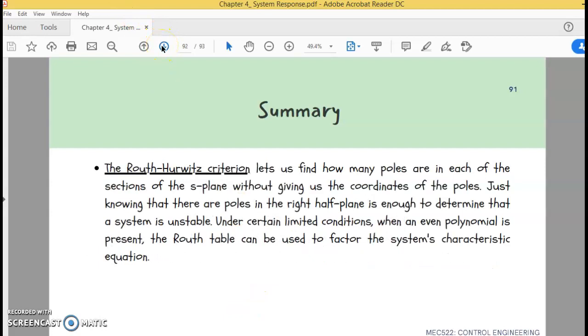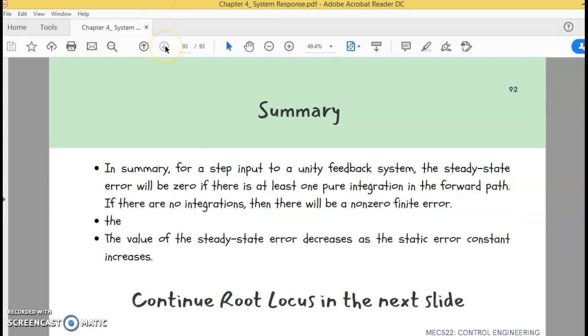Okay, and then the root locus, okay, without the calculation, you can find the number of poles in the right half plane. Okay, and then you can determine the system is stable or unstable. Okay, in summary, for a step input to a unit feedback system, the steady state error will be 0 if there is at least one pure integration in the forward path. Okay, if there are no integration, there will be a non-zero finite error. Okay, so the value of steady state error decreases as the static error constant increases.